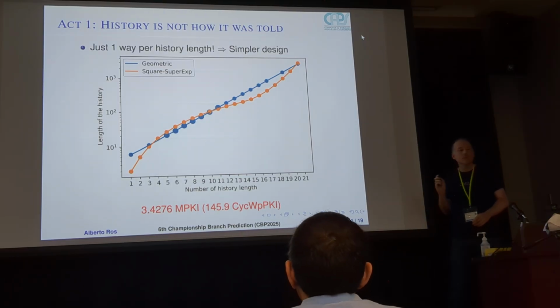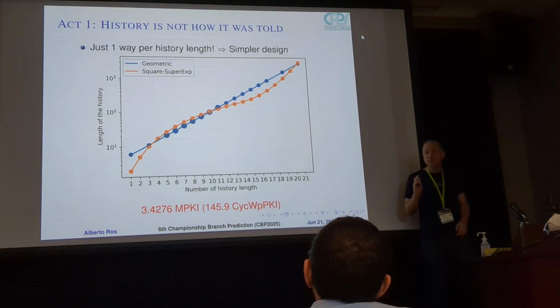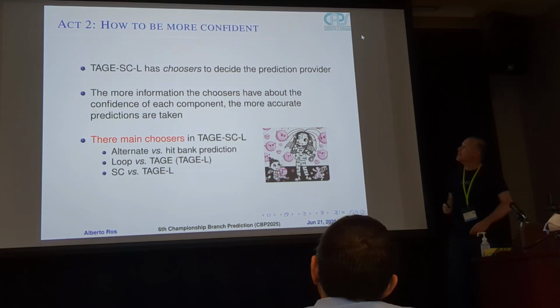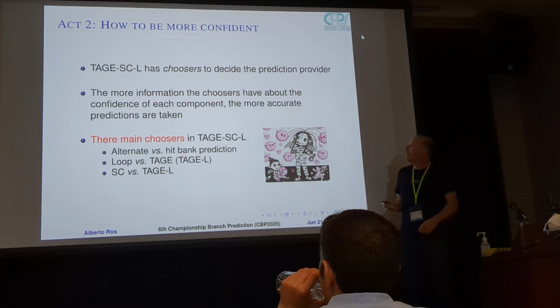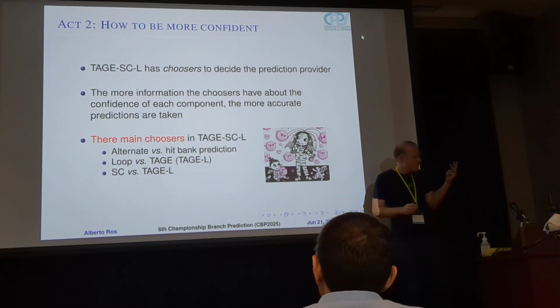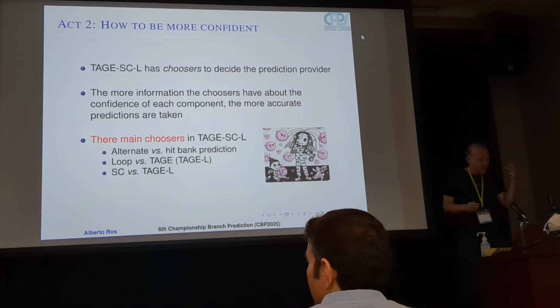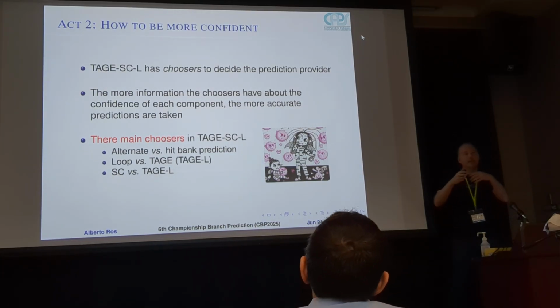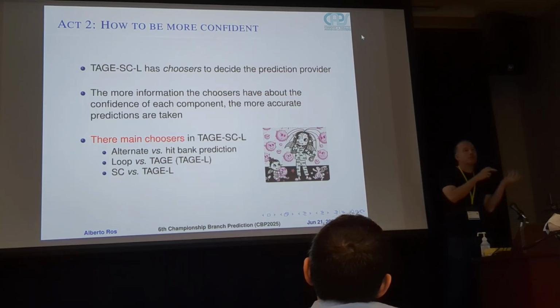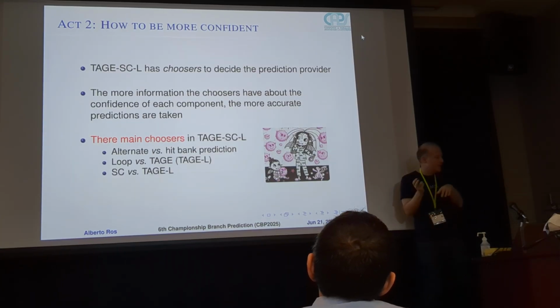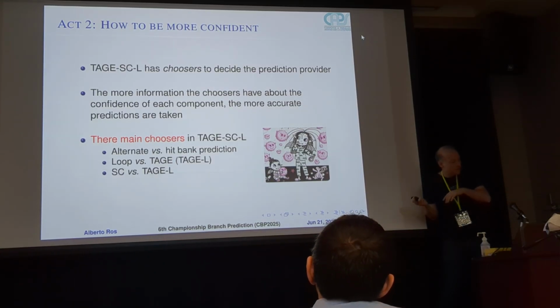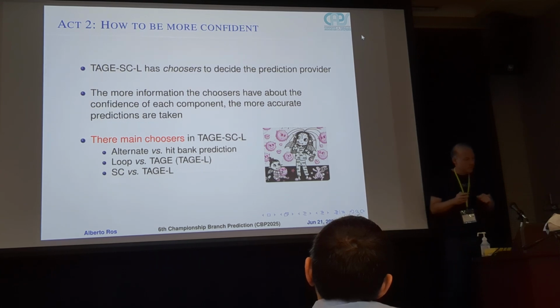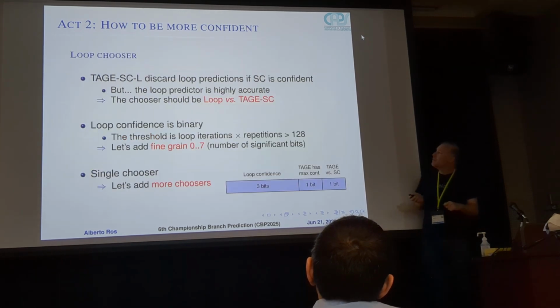3, 4, 2, 76 with this one. Next one, how to be more confident. Well, TAGE has 3 main choosers. And then if we select between the choosers are many components, right? So we need to select from the alternative predictor to the hit predictor, from the loop versus TAGE, and SC versus TAGE-L. So a few improvements here.